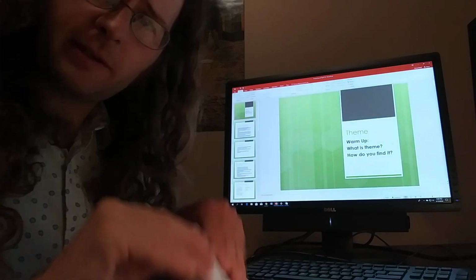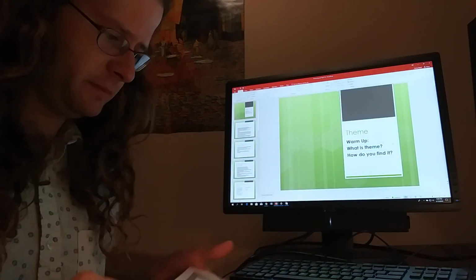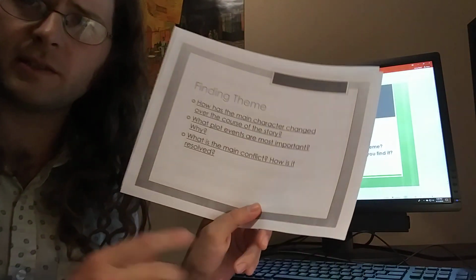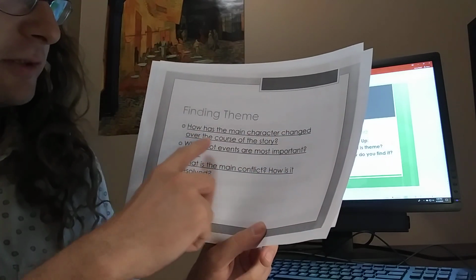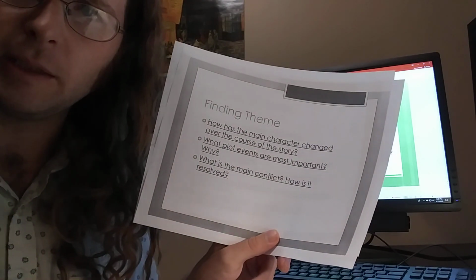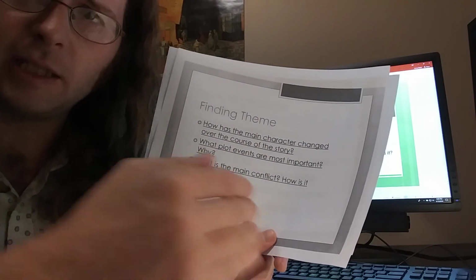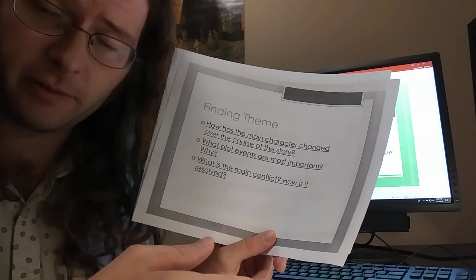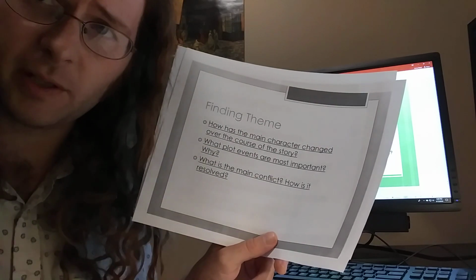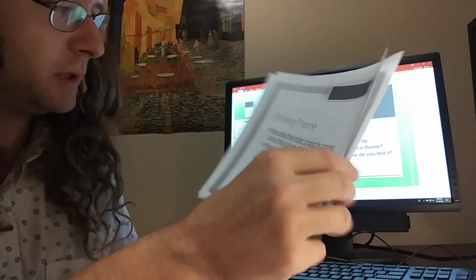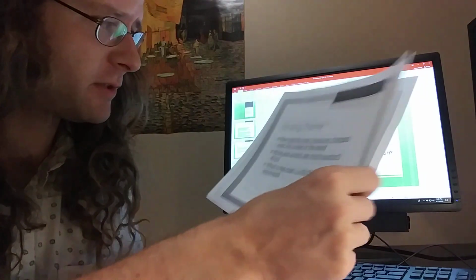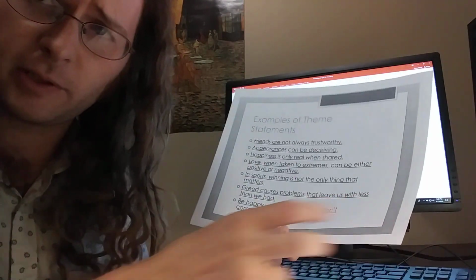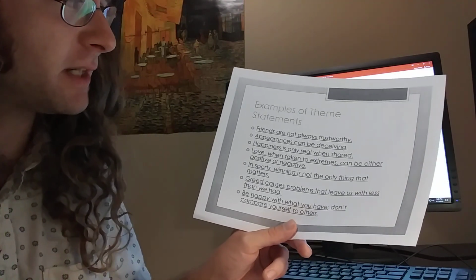In the lecture on theme, you also have some hints that tell you how to search for that. How has the main character changed over the course of a story? How that character changes illustrates through his or her character how other humans can change. What is the story's main conflict? How it's resolved can also give you a hint as to what the work is saying about a particular thematic topic.